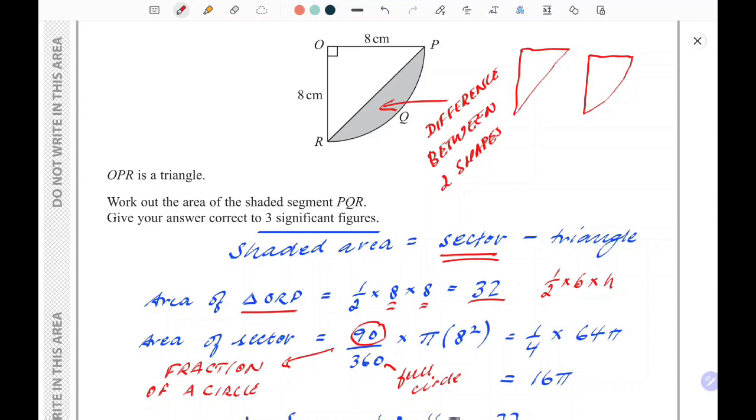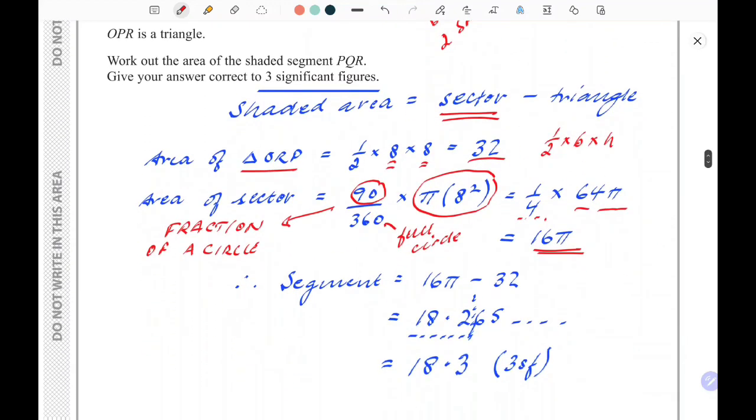Okay, so 90 over 360 times the area of a circle, and the radius of this particular circle is 8. So pi times 8 squared, that's 64 pi, and 90 over 360 is a quarter. So effectively 16 pi is the area of the sector. The shaded area is actually a segment, that has area 16 pi minus the 32 of the triangle.